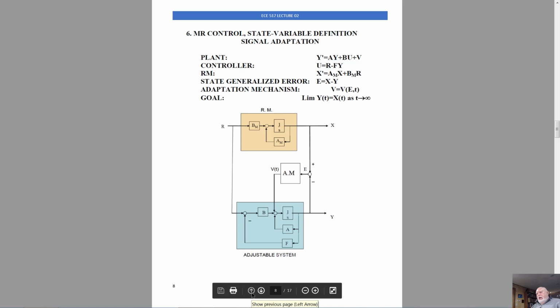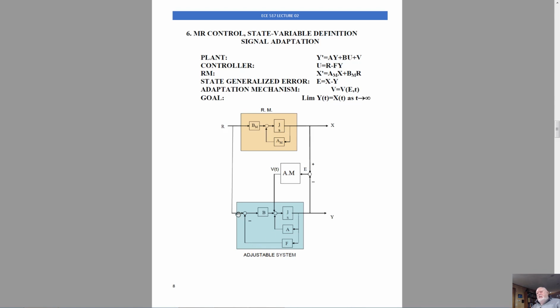Now we will take a look at a model reference control. It will be state variable definition, and we will be looking into signal adaptation. First of all, I want you to look at the system schematics. This is the reference model, but don't forget that reference model in this problem is a simulation module that has dynamics fully consistent with the design specifications for this particular system. Now, the adjustable system here is a controlled plant with a state variable controller. So I guess these components are real physical components.